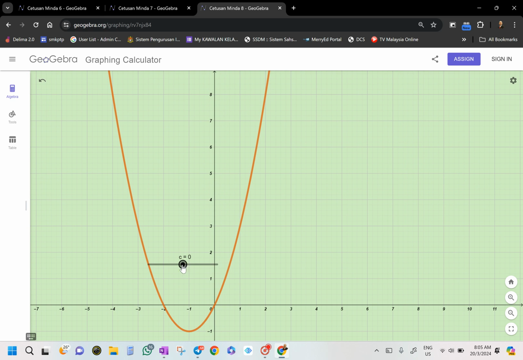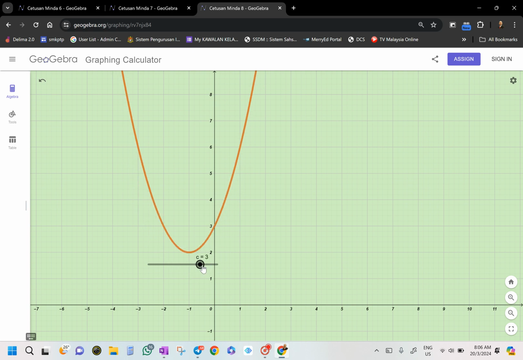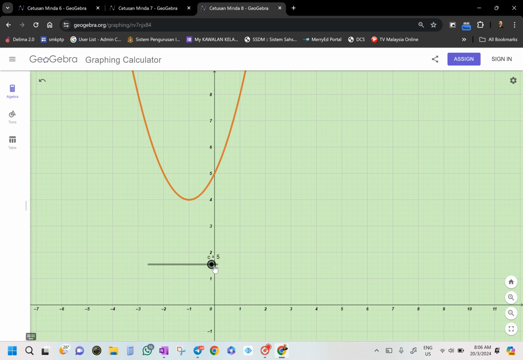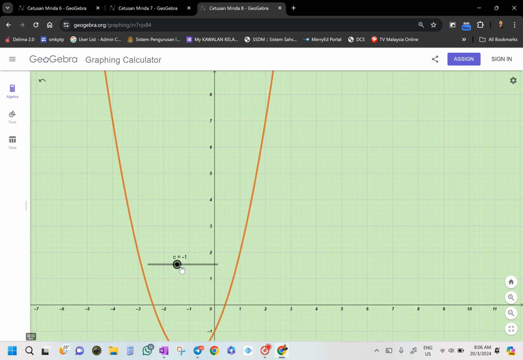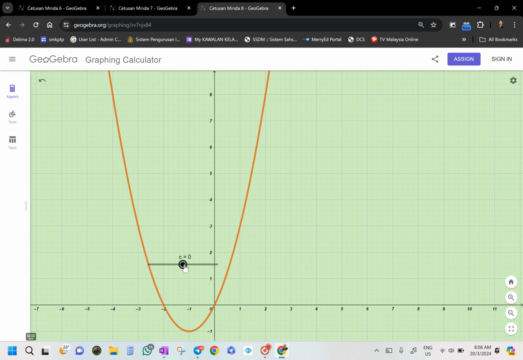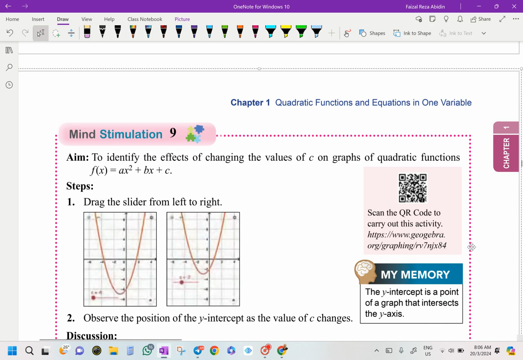Bila dia positif nampak tak? Bila c equals to 1, nampak tak? Dia naik atas pergi dekat pintasan pada 1. 2, 2, 3, 3, 4, 4. If negative, dia follow saja pergi dekat negatif. Can you see that? Boleh kelas? Okay, so what can you see over here?